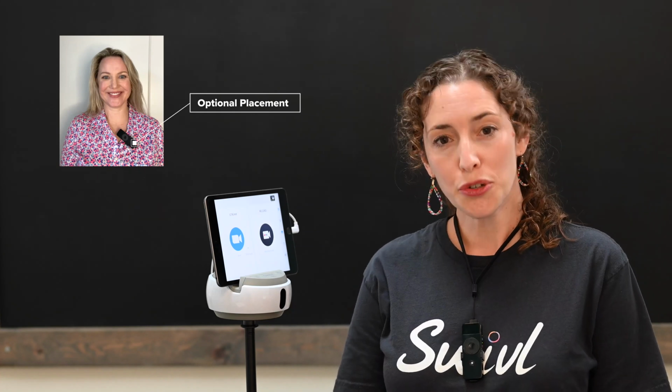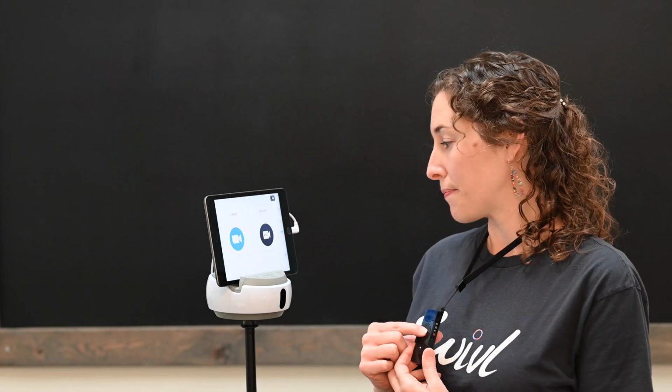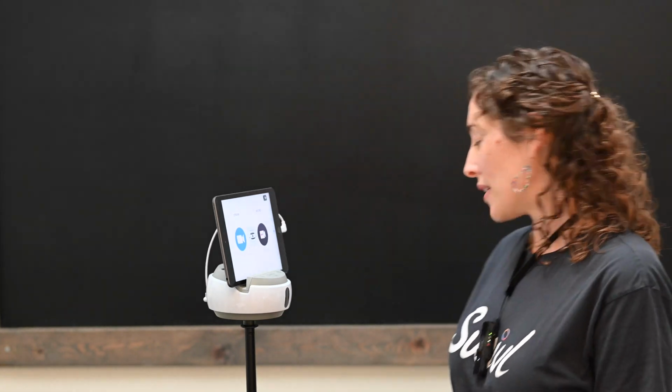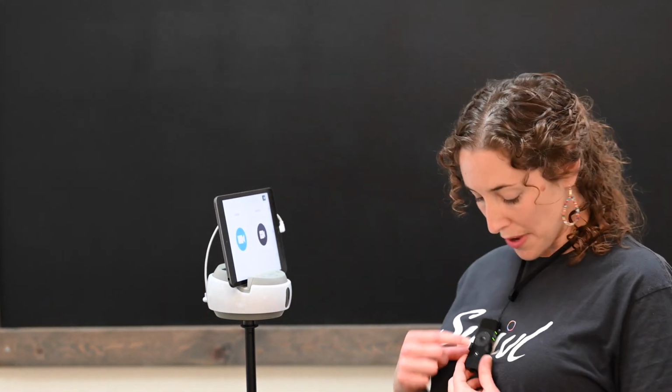To turn on the tracking feature, I'm going to press the center button one time. This allows the robot to track me as I move around the classroom. When I'm ready for the robot to stop tracking me, I press the center button once and the robot pauses.